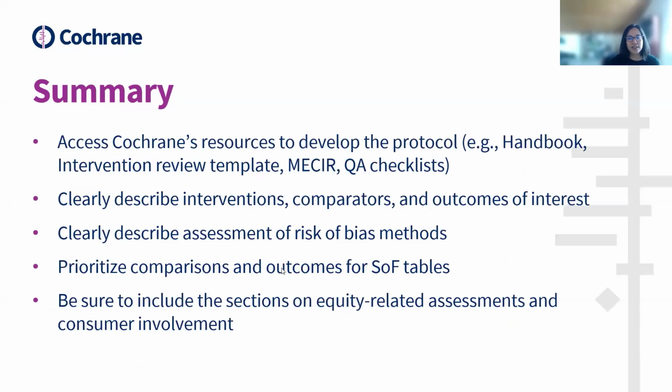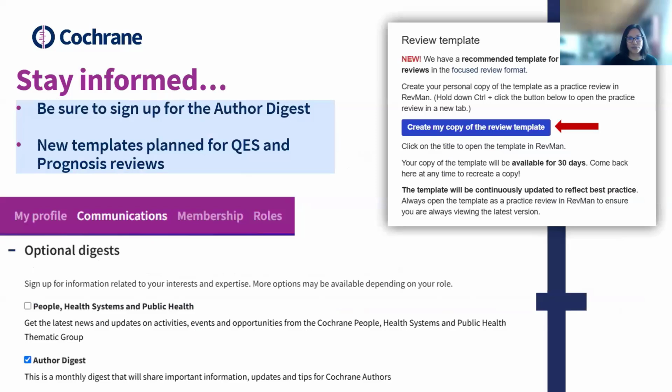So to summarize, protocol development is a required and critical component of Cochrane Systematic Reviews. It ensures thoughtful planning ahead of review conduct. Protocol development, peer review, and publication helps reduce bias and improves transparency and accountability. There are several resources to help authors in developing their protocols, and authors can avoid some of the common errors seen when reviewing protocols by clearly describing interventions, comparators, and outcomes of interest, clearly describing the assessment of risk of bias methods, and prioritizing comparisons and outcomes for summary of findings tables. Authors should also please be sure to include sections on equity and consumer involvement.